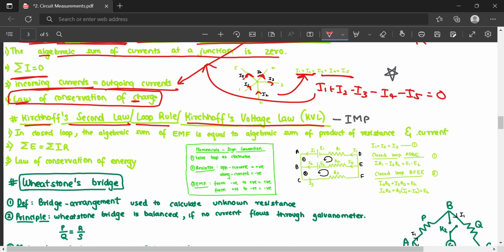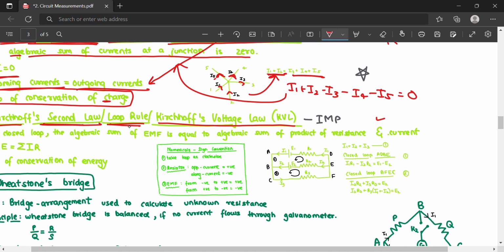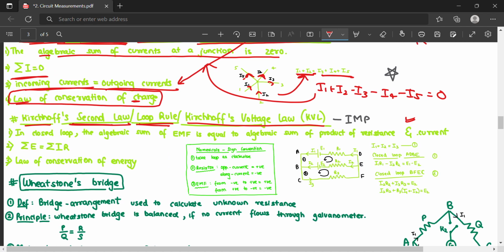Moving on to Kirchhoff's second law, known as loop rule or KVL. It is a pretty simple law, but this is the more important law of these because it's a very numerical based law. Now, in a closed loop, the algebraic sum of EMF is equal to the algebraic sum of product of resistance and current, and it is based on the law of conservation of energy.